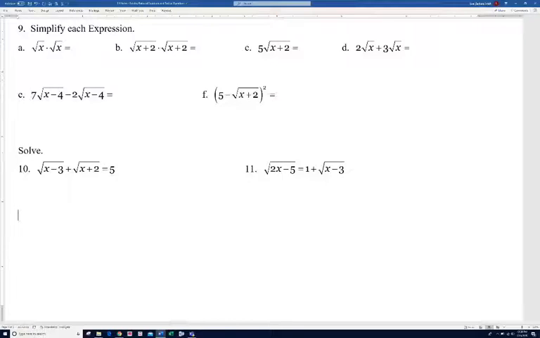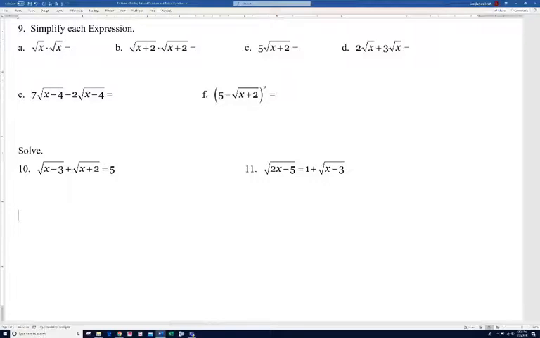Now, before we solve some equations that have two radicals, there's a little bit of review that we need to do with radicals. So if we multiply the square root of x times the square root of x, you might even try to do a through f and just see if you remember how to do these. This is stuff that you should have covered in your beginning or intermediate algebra classes.